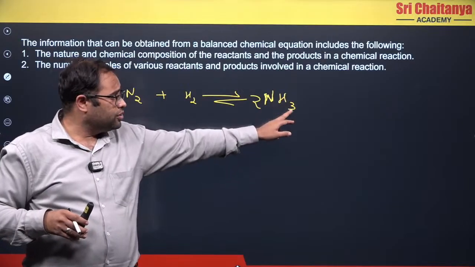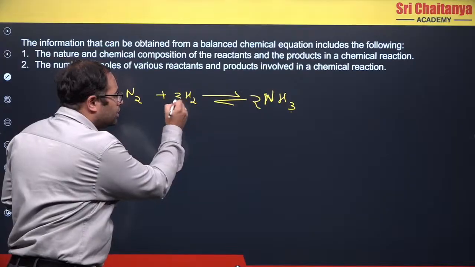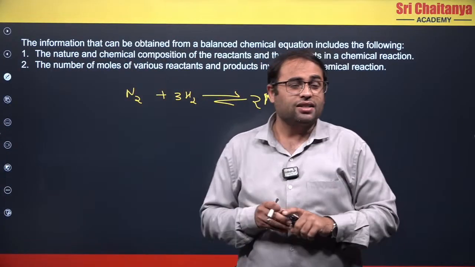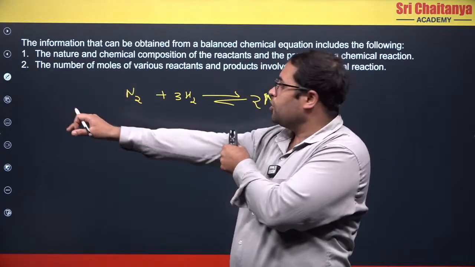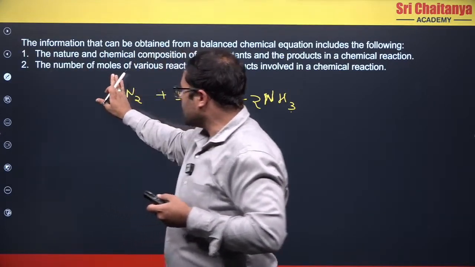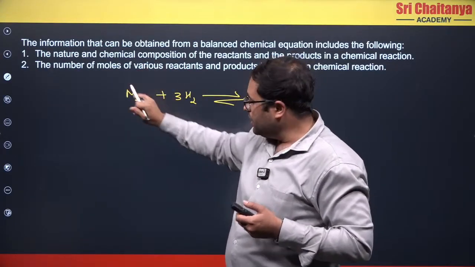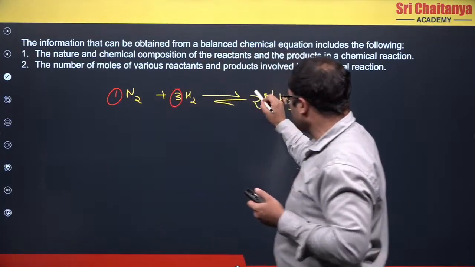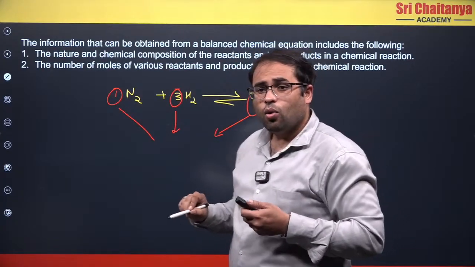Now, hydrogens 3, 2, 3, 6 hydrogens here. Now, how to balance 6? You put 3 here. Now, this balanced chemical equation is what we call as the stoichiometry. It tells us about the stoichiometry. What does it mean? First, focus your attention on something which is this. Here, if anything is not written in front of a symbol, it means that it is 1. Okay. So this 1, this 3, and this 2. What are these called?